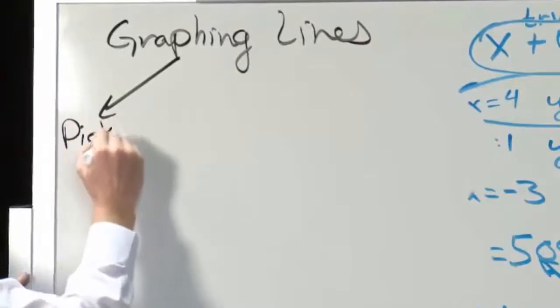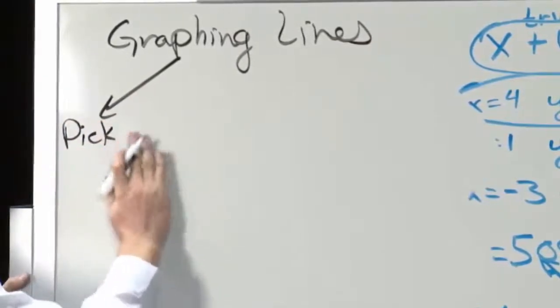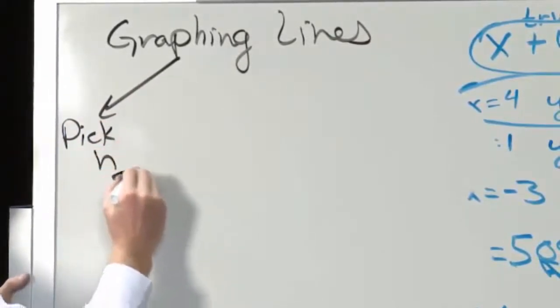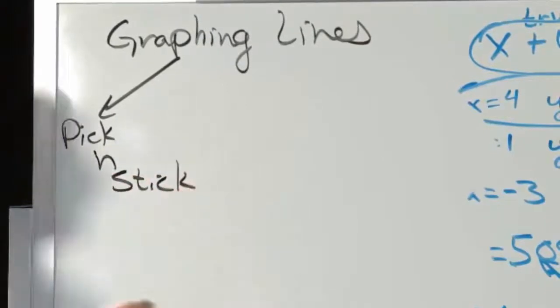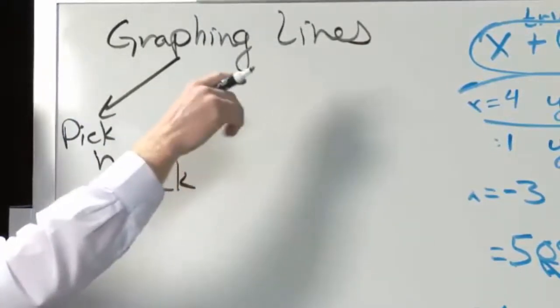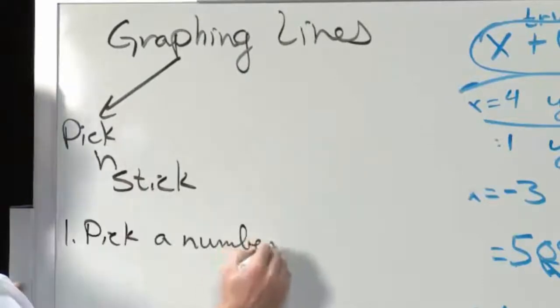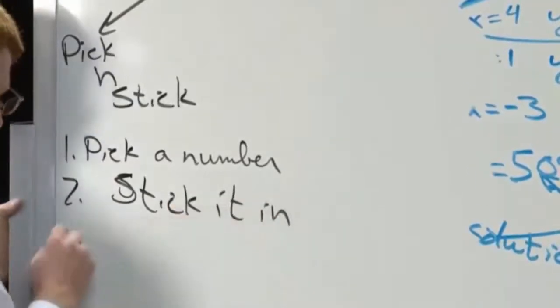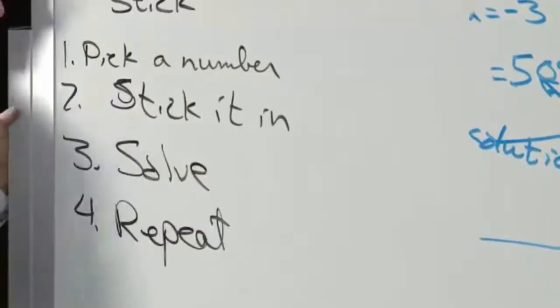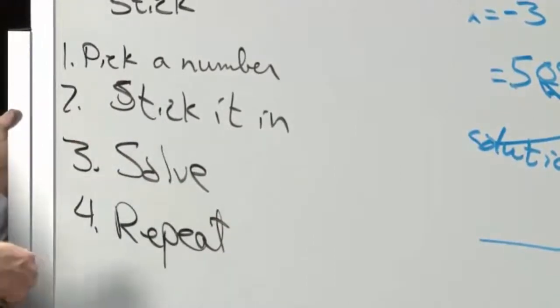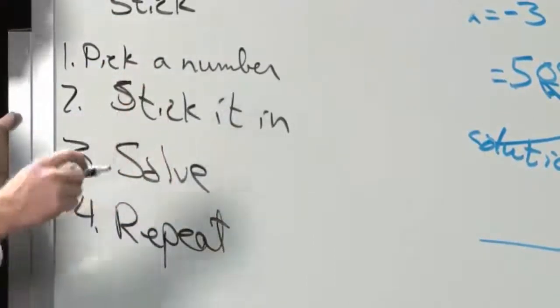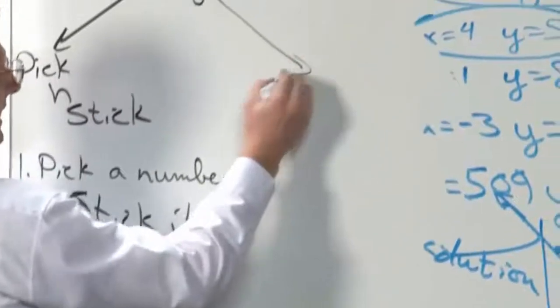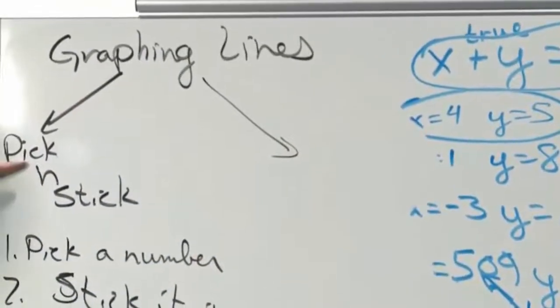Graphing can happen in two ways. The first is pick and stick. So you pick a number, stick it in. Solve to get its partner. Pick a number, 2, stick it in. 3, solve it. And then you do it again. And you can do it again, as many times as you need to in order to be able to graph that line.